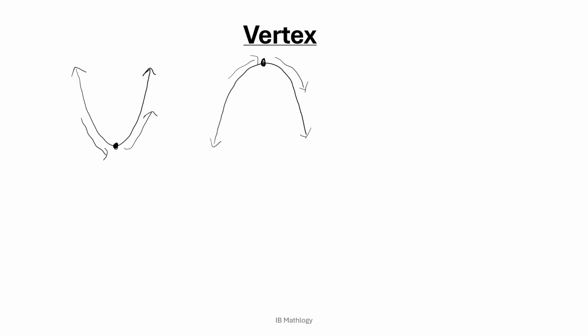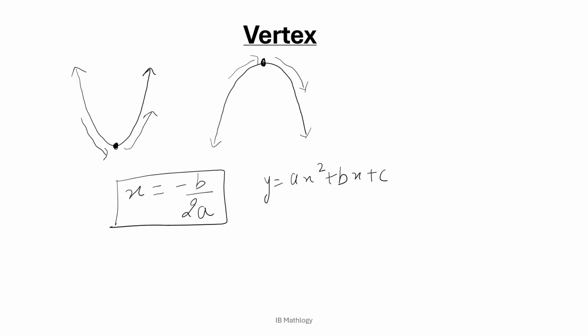There is a formula also for this vertex. To find out the x coordinate of the vertex, we will write -b/2a, taking my quadratic equation as ax² + bx + c. So this is an important point to note, the x coordinate of the vertex. Also through the vertex we can draw the axis of symmetry like this, whether it is opening upwards or downwards.